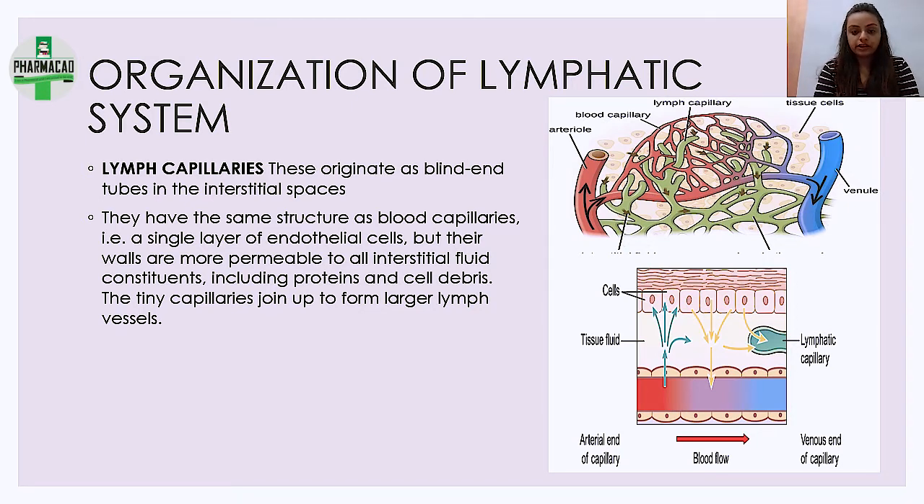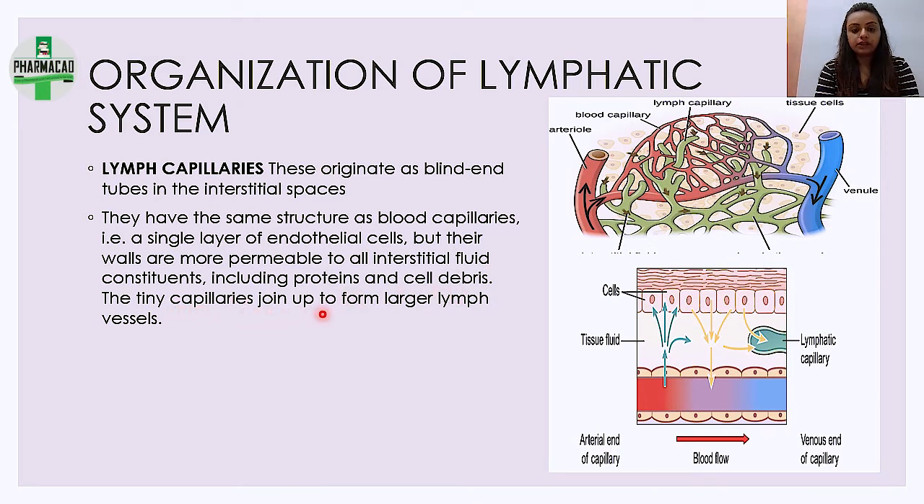As the name suggests, there will be lymph there. This green thing you are seeing is the lymph capillaries, and this border is the general capillaries. They have the same structure as blood capillaries, that is a single layer of endothelial cells, but their walls are more permeable to all interstitial fluid constituents, including proteins and cell debris.